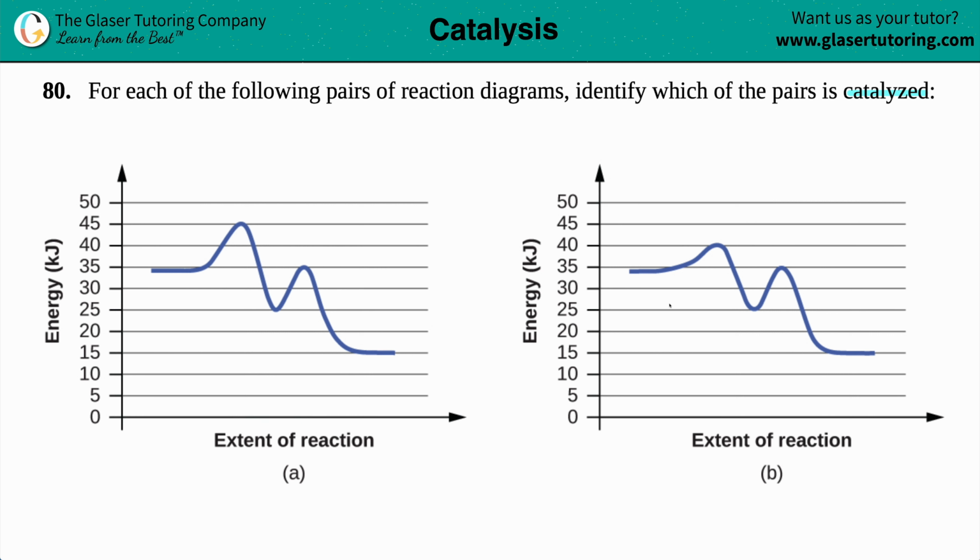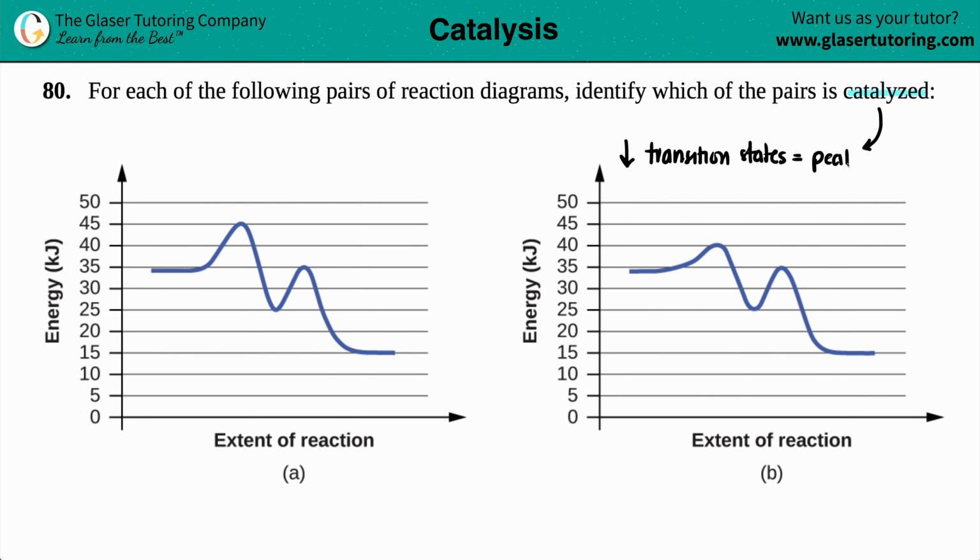Now, the true definition of a catalyst is that it will always lower the activation energy, which will make the reaction faster. In terms of speed, identifying which of a pair is catalyzed, we don't necessarily have to find the activation energy. The easiest way is to look at the transition states. A catalyzed reaction will always have lower transition states, and the transition states are the peaks.